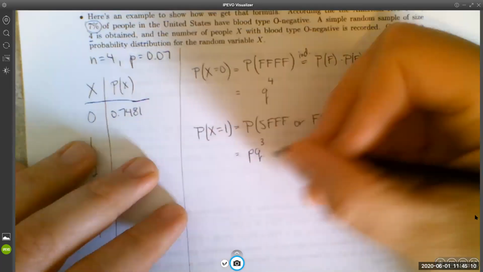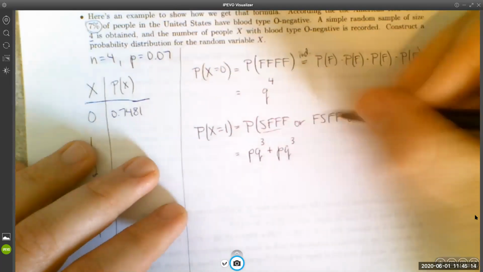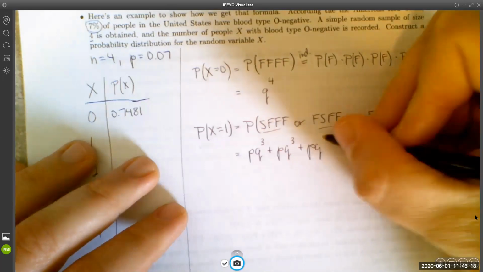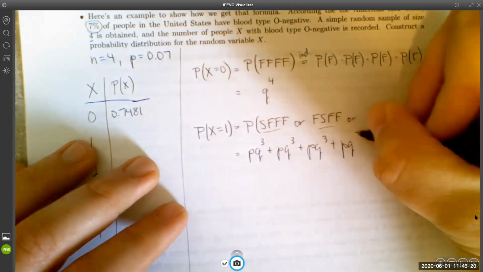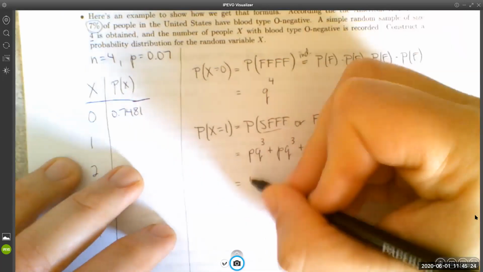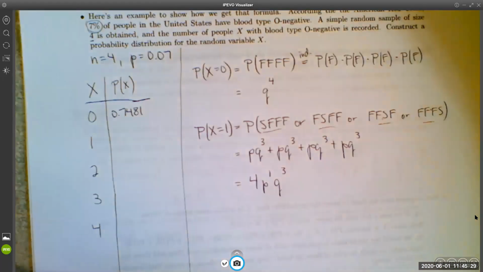And this is going to happen 4 times in total, 1, 2, 3, 4. And I'm going to change all of those ORs to additions. So really this is 4 times p to the first power times q to the third power.